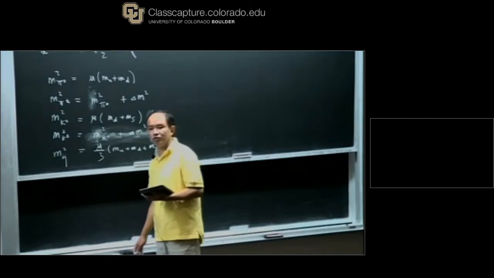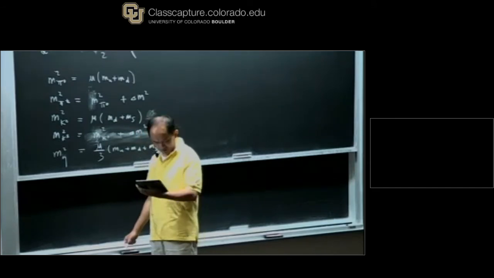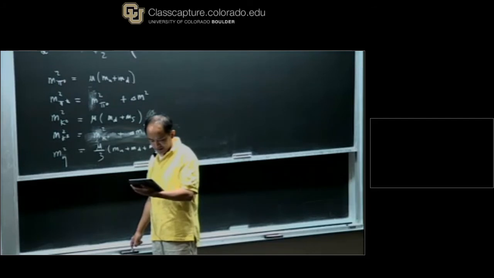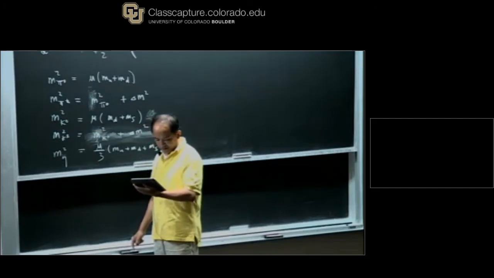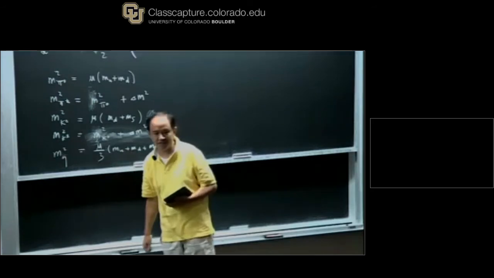Eta prime is the U1 eta. That's the thing that we haven't talked about. Am I missing someone? Yeah, so right, there's a K long and a K short.